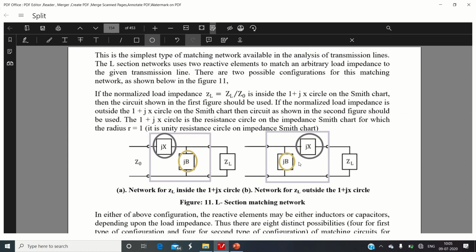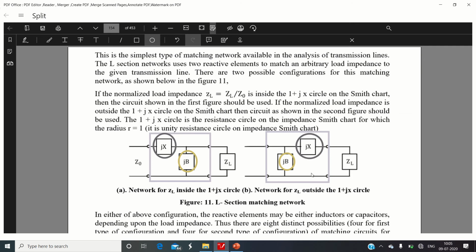We'll quickly come to what the unit resistance circle is, how to plot the impedance point, and how to determine whether to choose one circuit or the other for the design. First let us complete the theory part, then we will see a simulation software, and later we will watch a particular video to make our concept clear.